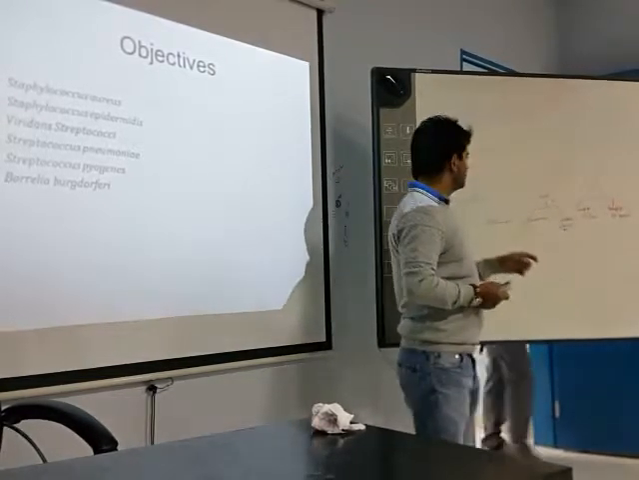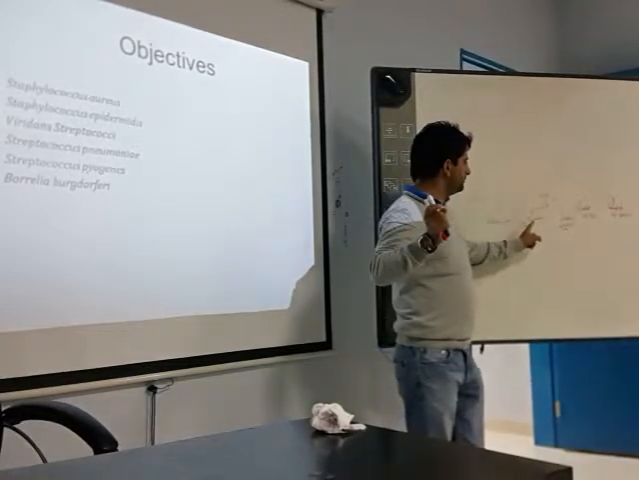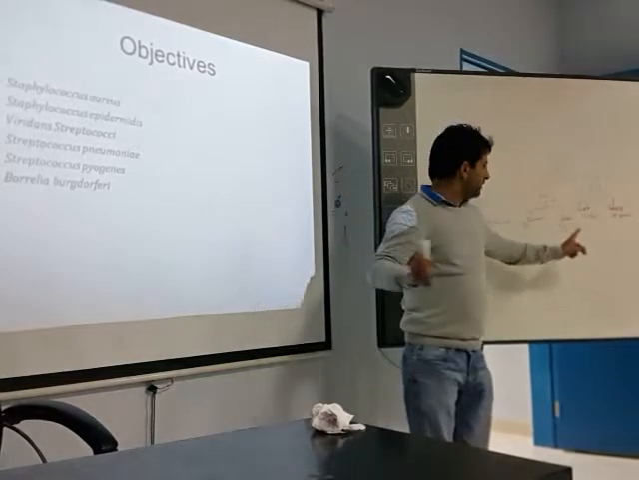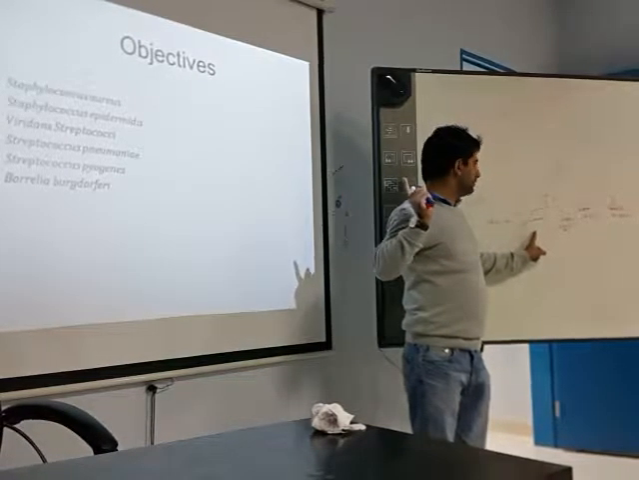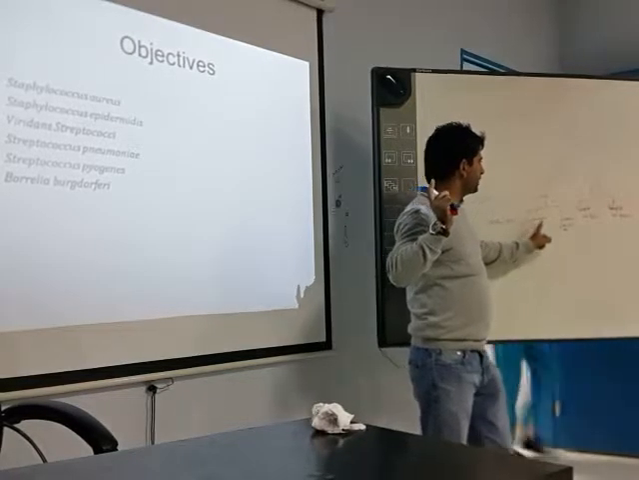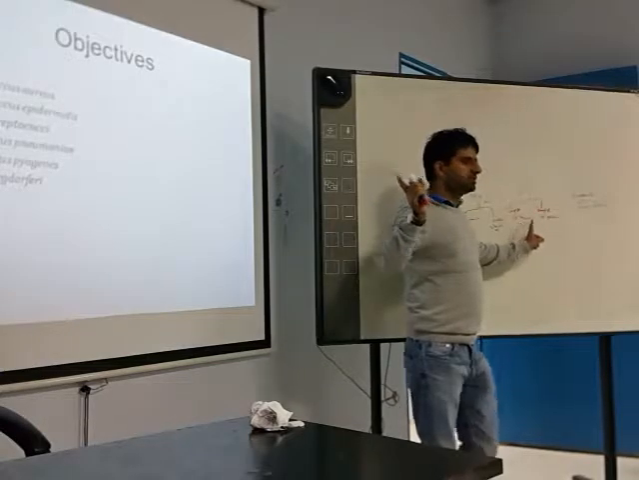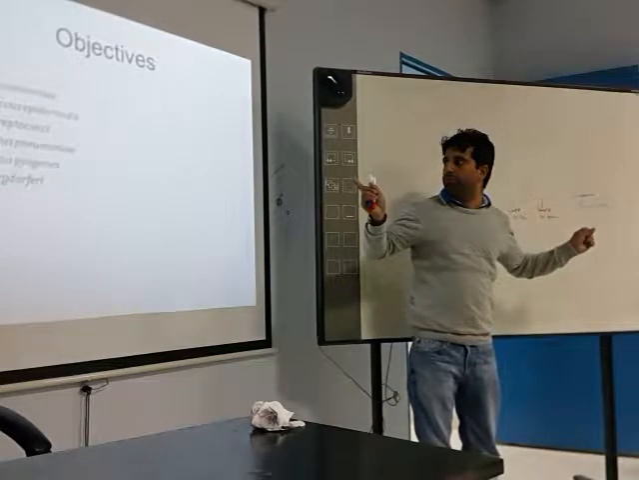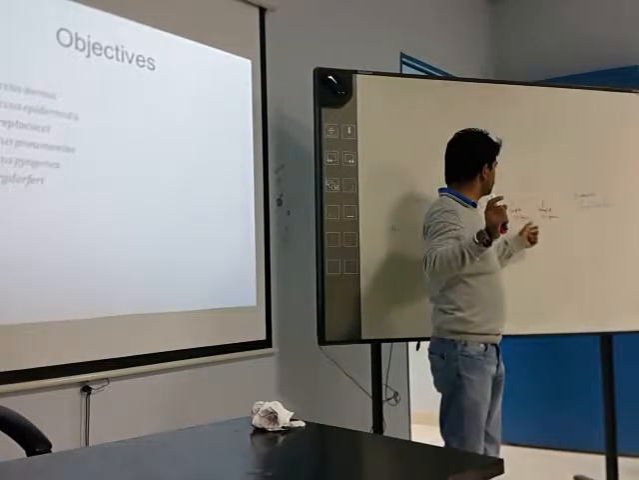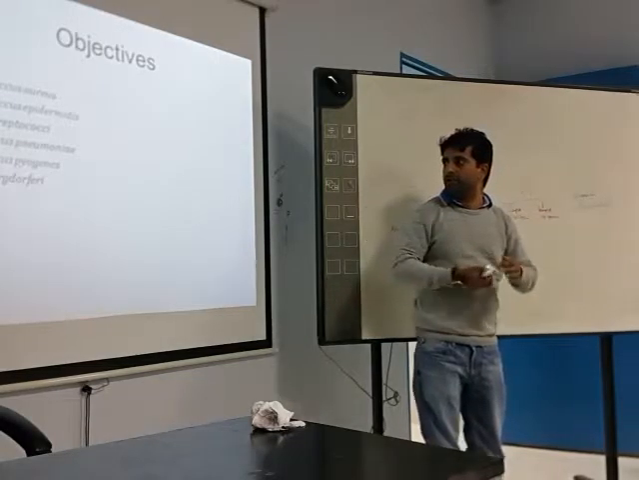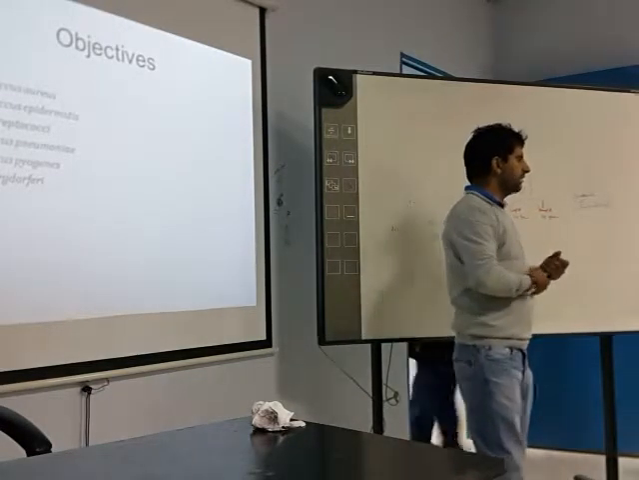Which one is first? Staph aureus. What is the second? Epidermidis. Okay, what's then? Viridans streptococci, then? Streptococcus pneumoniae. Okay, then? Pyogenes. Pyogenes, and group A and group B. Pyogenes is the most important, group A, and then lastly Spirochete, Borrelia, called the Lyme disease.